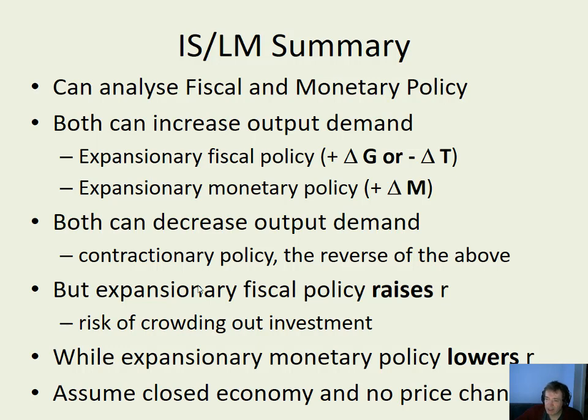But that's where the symmetry ends, because fiscal policy has this problem of raising R and possibly crowding out investment. The expansionary monetary policy lowers R. You can combine the two of those together, as I've just shown. A final reminder that this all assumes no foreign trade and no change in the price level, which are nonsense assumptions.